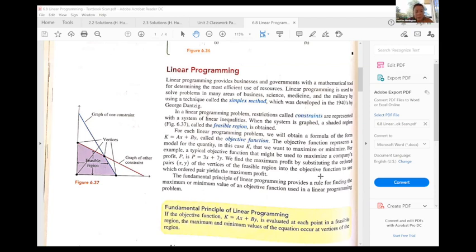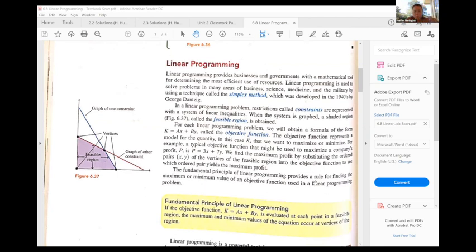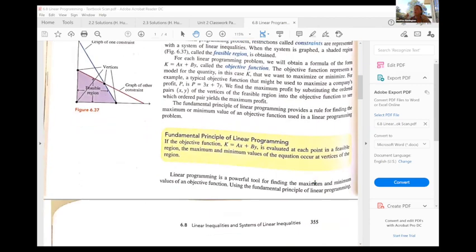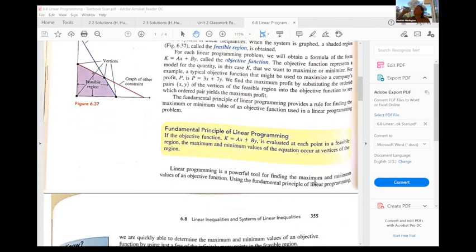The fundamental principle of linear programming provides a rule for finding the maximum or minimum value of an objective function used in a linear programming problem. Okay, so here we have the fundamental principle of linear programming. So it's going to be about an objective function.